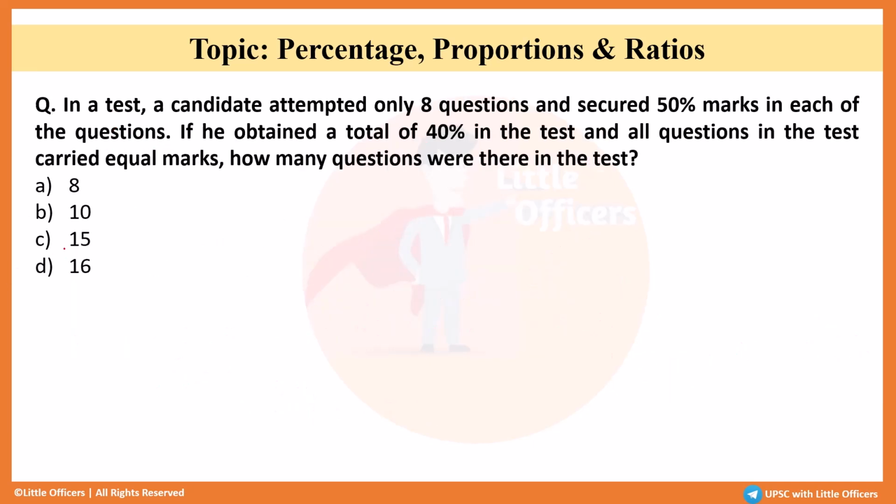ठीक है, simple. Next, in a test, a candidate attempted only 8 questions and secured 50% marks in each of these questions. If he obtained a total of 40% in the test, and all the questions in the test carry equal marks, तो कितने क्वेश्चंस हैं, that is the question. ठीक है, let's take each question carries 2 marks.